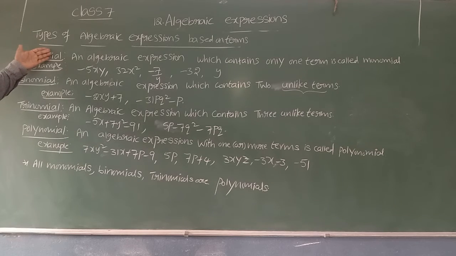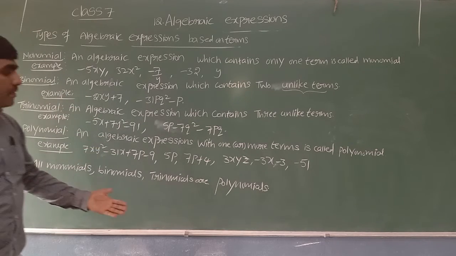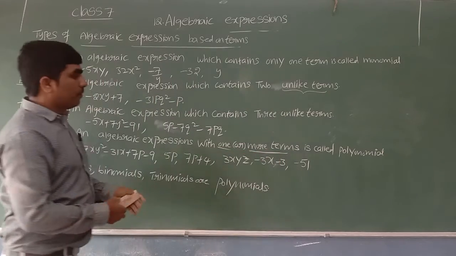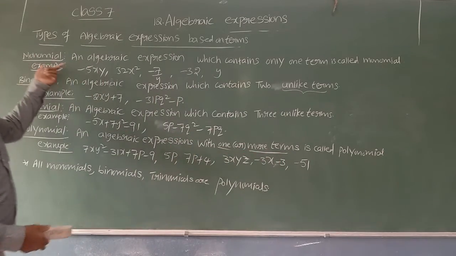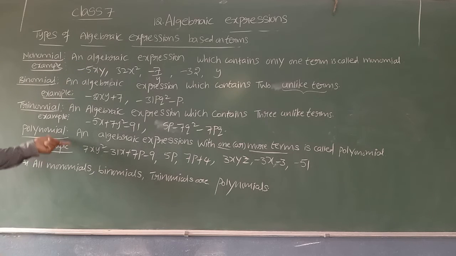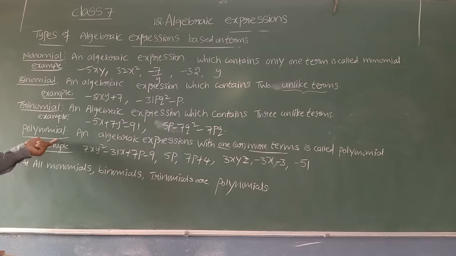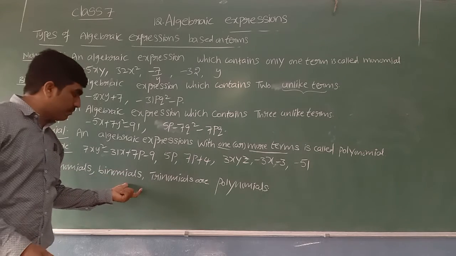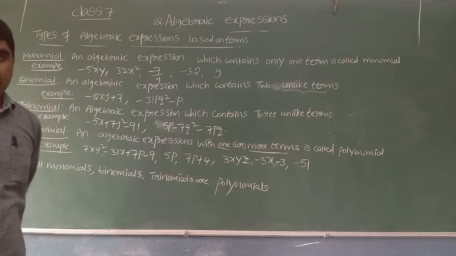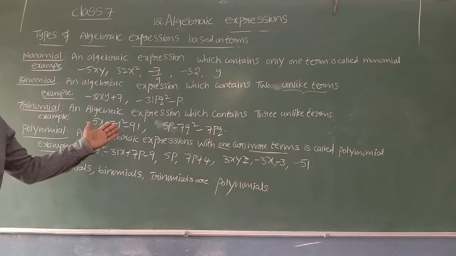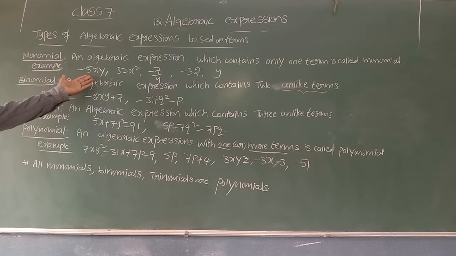So can we say now all the monomials, binomials and trinomials are polynomials? Yes. Polynomial means, sir, you said one or more terms. A monomial contains one term, it is also a polynomial. Binomial, trinomial, all are polynomials. Hope it is clear to everyone. We are just separating based on the terms. If it has one term, I said monomial. Two unlike terms, I said binomial. Three unlike terms, I said trinomial. One or more than one term, I said polynomial.